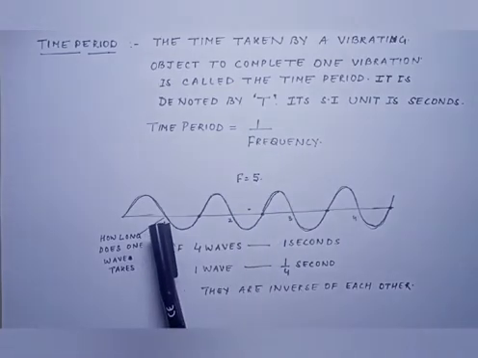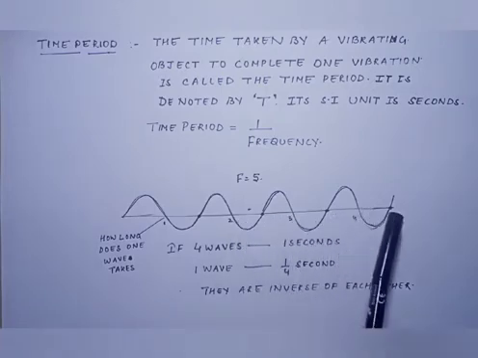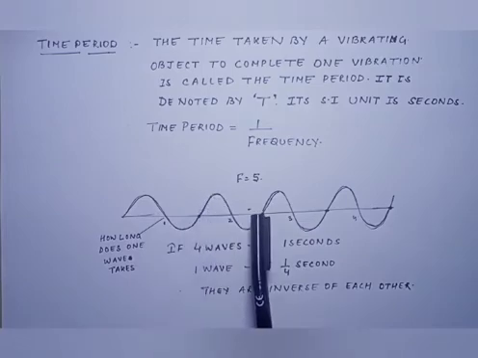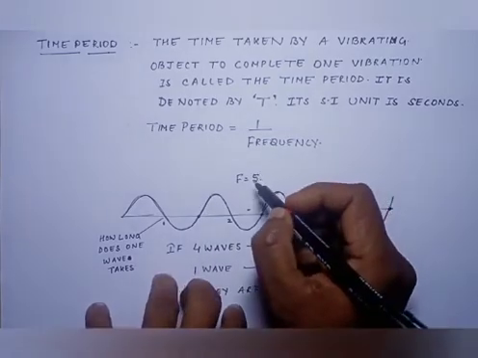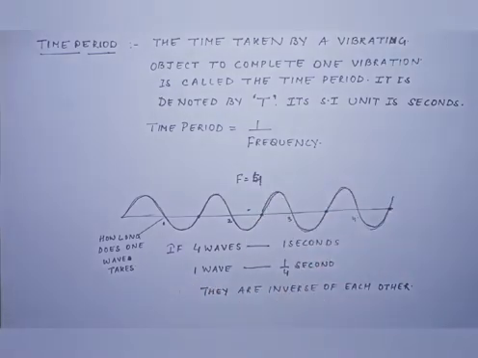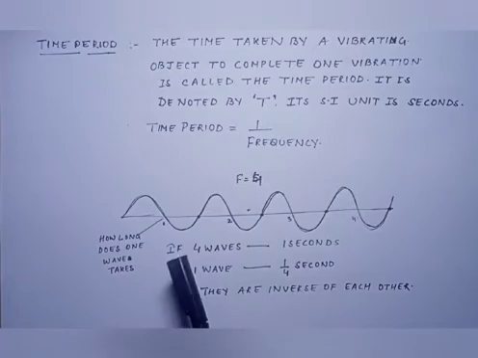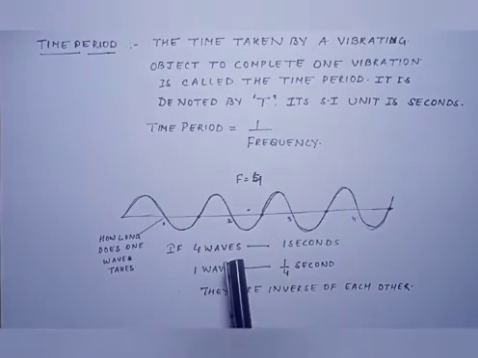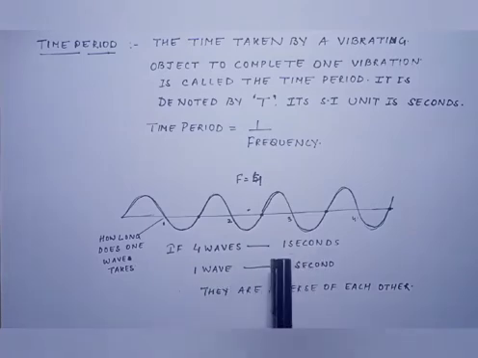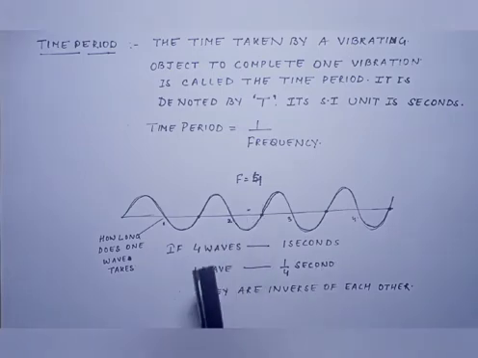Over here you can see the diagram of a wave where four frequencies are occurring. 1, 2, 3, 4. So over here the frequency is 4. Now how are we going to calculate the time period? So we can see 4 waves occurring in 1 second. So one wave is going to occur in 1 by 4 second. So we can say that frequency and time period are inverse of each other.